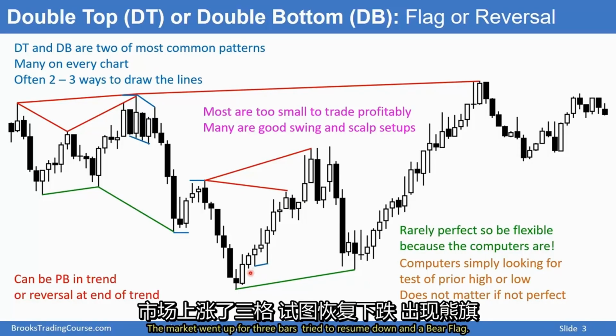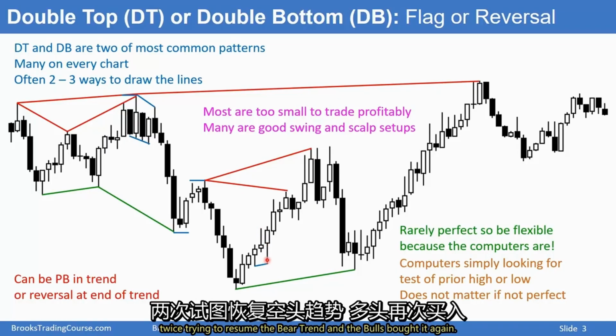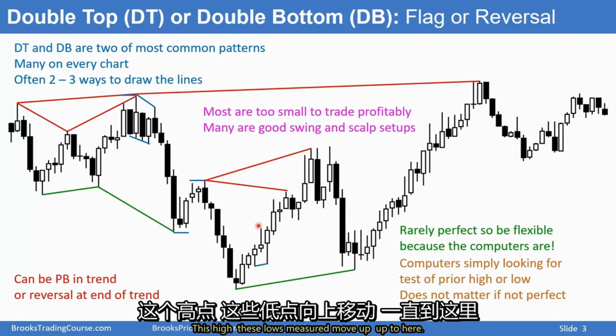Micro double bottom. The market went up for 3 bars, tried to resume down in a bear flag. Instead, the bulls bought it and went up again. And then down again, twice trying to resume the bear trend, and the bulls bought it again. A micro double bottom led to a breakout. This high, these lows, measured move up to here.